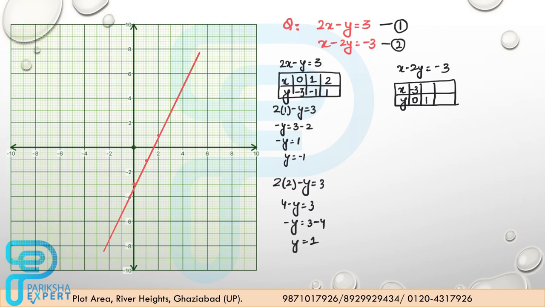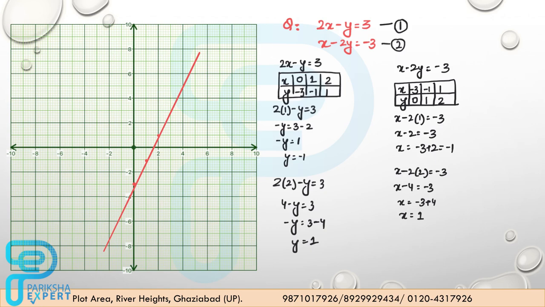And if y becomes 1, the equation becomes x minus 2 times 1 is equal to minus 3, or x minus 2 is equal to minus 3, or we can say that x is equal to minus 3 plus 2, which will give us minus 1. And another value for y, we can take as 2. Then the equation becomes x minus 2 times 2 is equal to minus 3, x minus 4 is equal to minus 3, or x is equal to minus 3 plus 4, which will give us x is equal to 1.